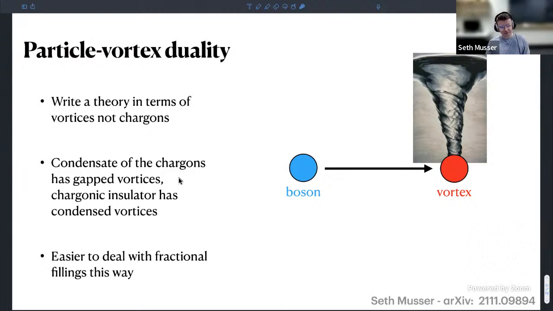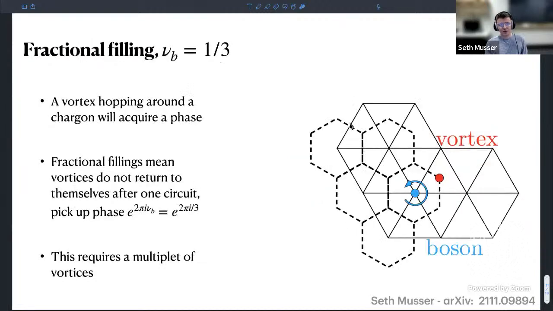So the condensate of the chargons has gapped vortices. It costs energy to create these swirling superfluid vortices. And the chargonic insulator is going to have condensed vortices. And it will turn out to be easier to deal with fractional fillings by going to the vortex dual.